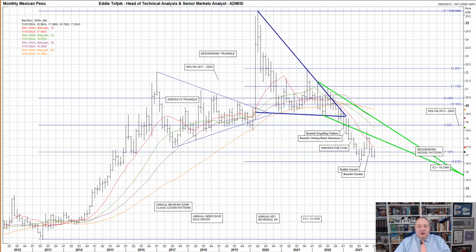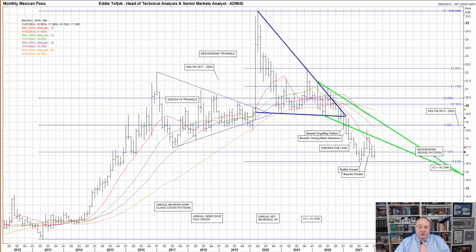So let me now introduce today's longer term chart. Today I'll be looking longer term at US dollar against the Mexican peso. Two key patterns emerged here during 2022. Additionally, these two patterns nullify the annual key reversal up we saw in 2020.